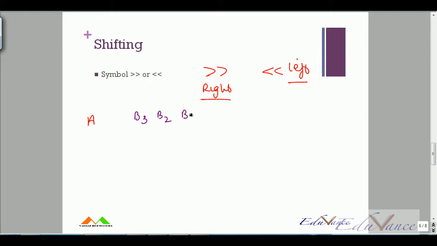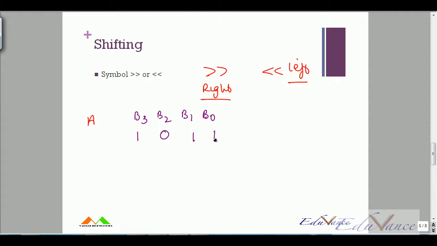Another very common operation that we use in electronics or in microcontroller programming or any FPGA programming as well is shifting. The symbol we typically use, this is for a right shift, this is for left shift. So knowing right shift and left shift, how do we use it? Again, let's take variable A, which is 4 bits, B3, B2, B1, B0, and let's take a value, for example 1, 0, 1, 1.